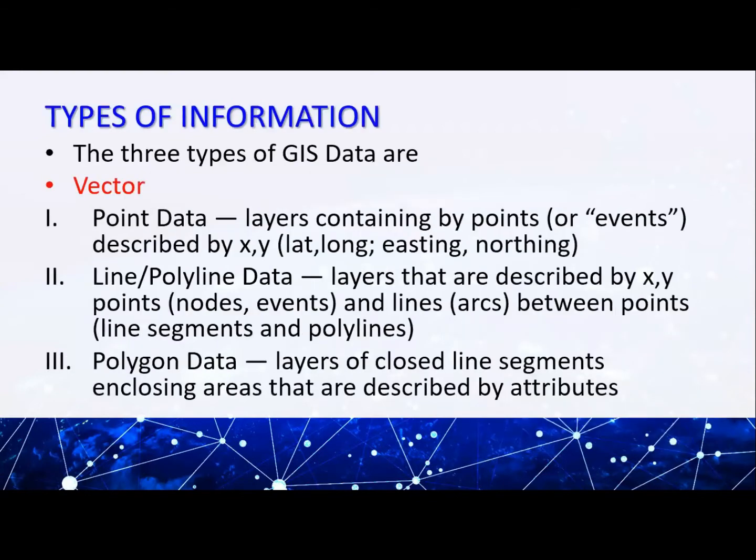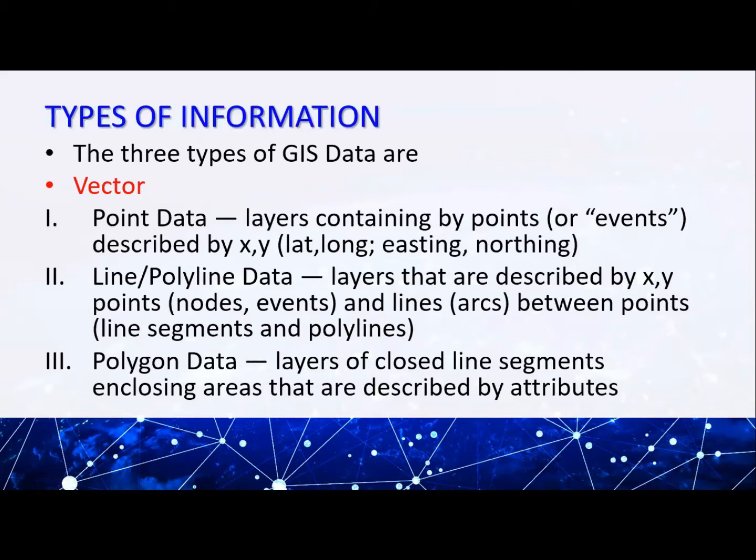The types of data that we use in GIS, the main ones are three. We have vector. So under vector, we have point data. So we are talking about points that are described using coordinates, that's latitudes and longitudes, X and Y coordinates. Then we also have lines.